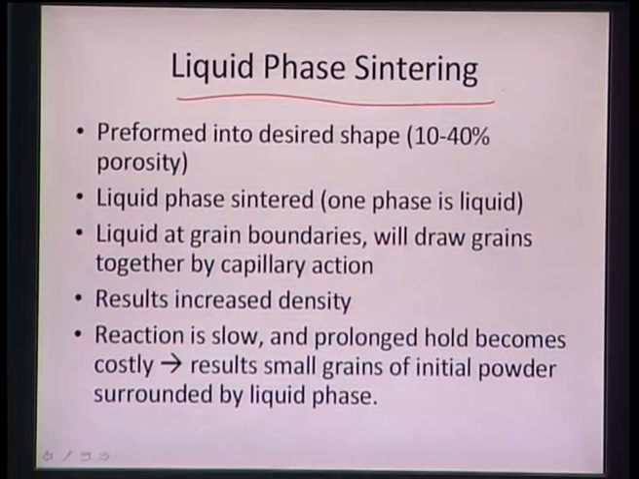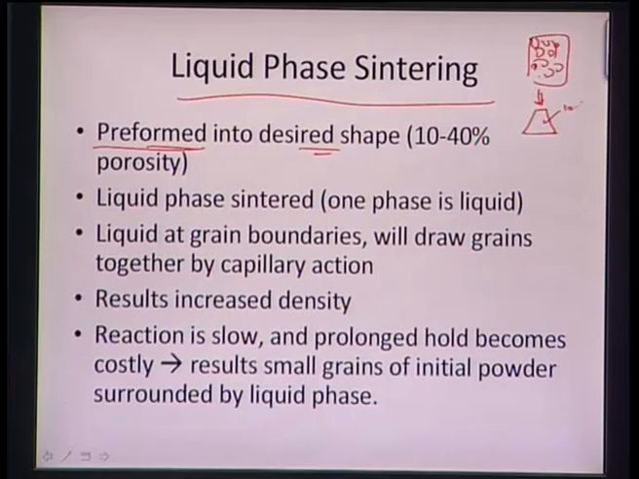So the solution to that is something called liquid phase sintering. In liquid phase sintering, first of all we make a component, which is a green compact, and that is preformed into a desired shape. So we take a particulate structure, and then we preform it to whatever shape we need, while it retains around 10 to 40% of porosity. So this is the desired shape, and this will still have 10 to 40% porosity in it.